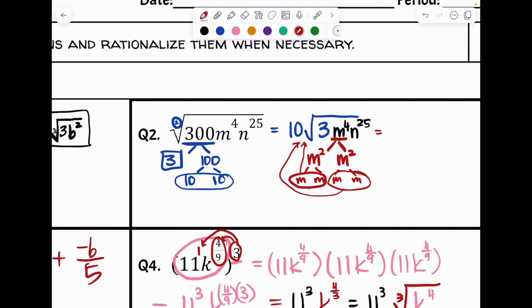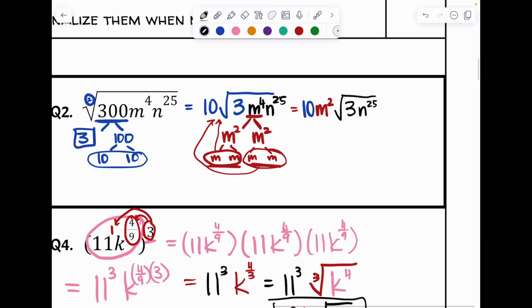So 10 is going to stay as it is. M squared comes out because I have 2 groups of it. And then I have the square root of 3n to the 25th power. Okay, so n to the 25th, I can break this down into multiples of 2 and then whatever I have left over. So 25 can break into n to the 24th power and then n to the 1st power.